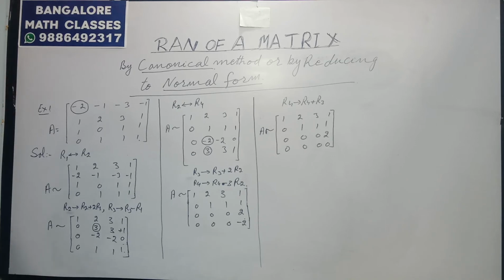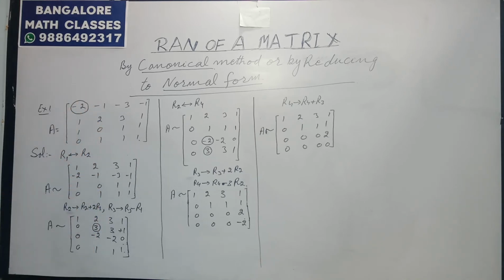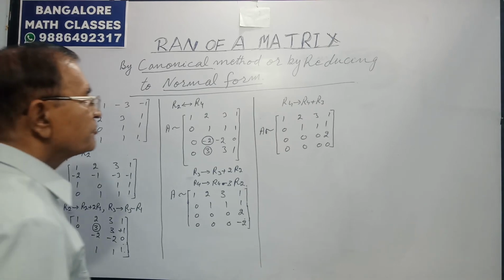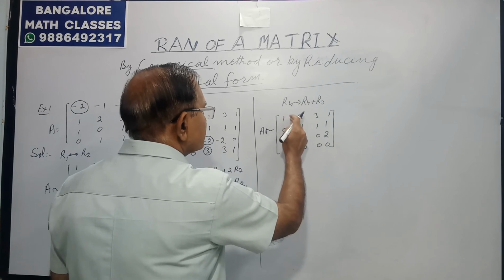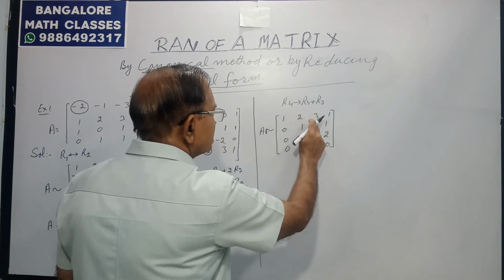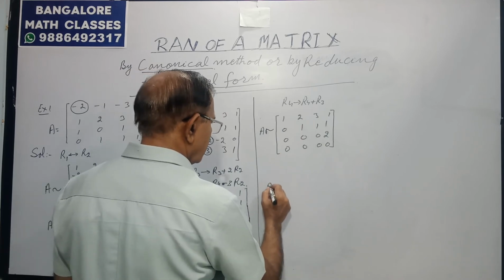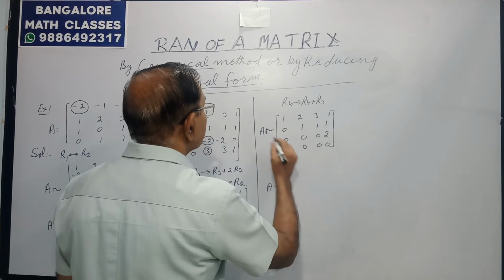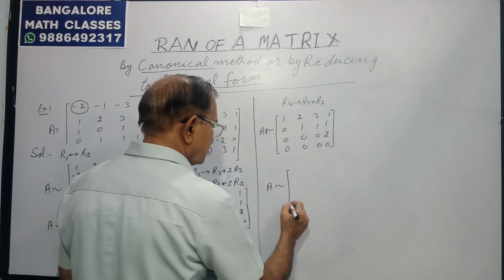Now we can't perform any row operation. Here lies the difference between echelon form and the canonical or normal form, reducing to the normal form. That is how we will do it. C1: subtract double of C1 from C2, triple of C1 from C3, then C4 minus C1. I want to put it in the normal form. I will tell you right now what the normal form is.